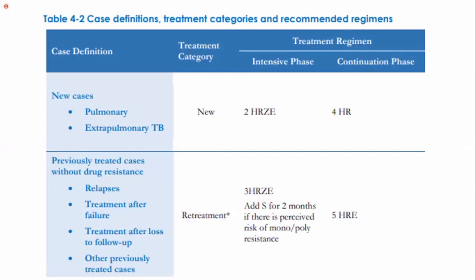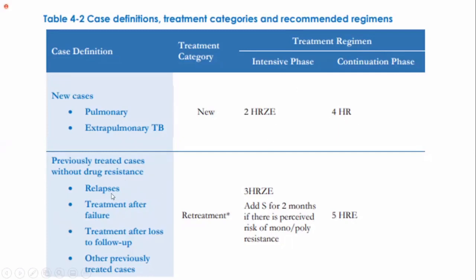And I told you there is an intensive phase and a continuation phase. So for newly diagnosed patients, for the first time, with pulmonary or extrapulmonary tuberculosis, extrapulmonary being in the gut or other organs, you will have an intensive phase of 2 months of isoniazid, rifampicin, pyrazinamide, ethambutol, and then there will be 4 months of continuation with isoniazid and rifampicin.